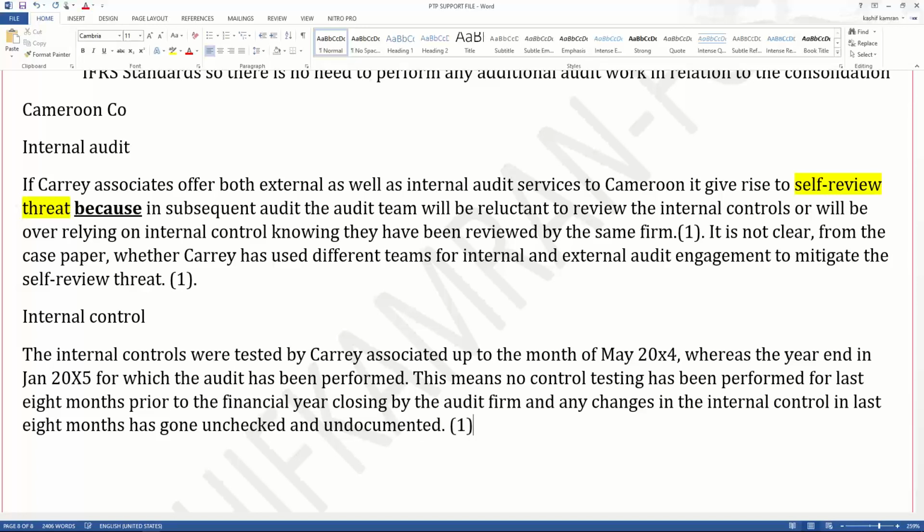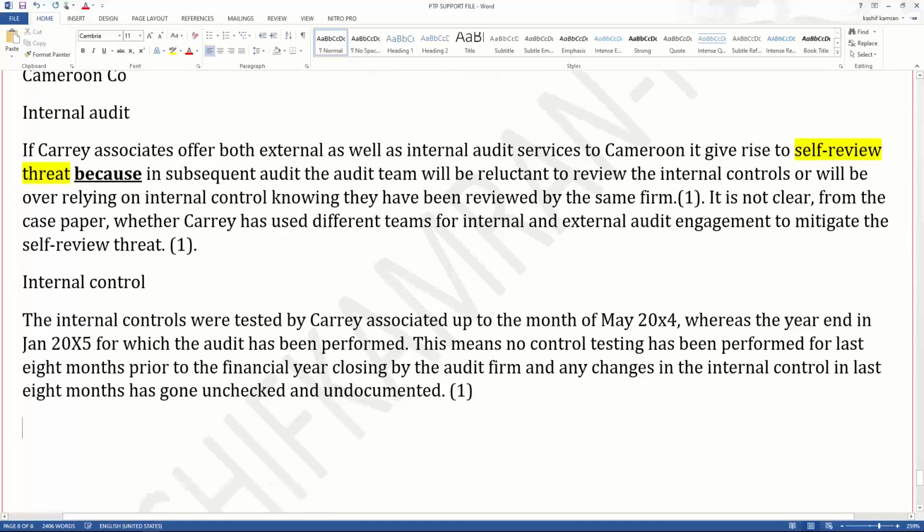So that's the issue, right? We tested controls up to May 20x4, not after that. So in the last 8 months, no control testing has been performed. So any design change or any weaknesses identified in the internal controls in the last 8 months have gone unchecked and undocumented. That's one problem.